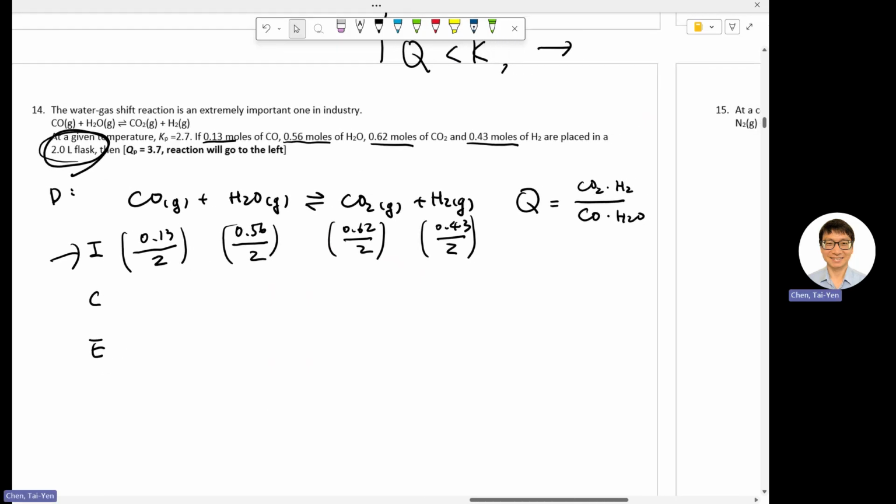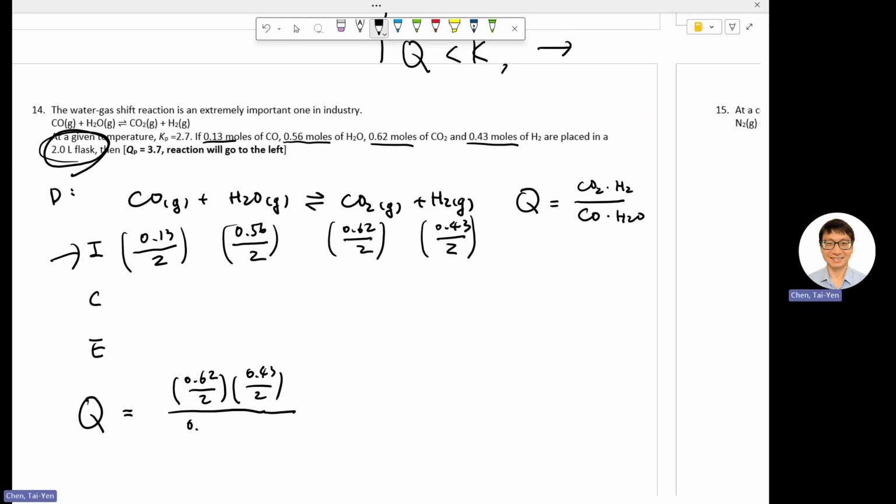Since everything is actually in the row I, if you plug all these numbers in, you can calculate your Q. So your Q will equal 0.62 over 2 times 0.43 over 2, divided by 0.13 over 2 and then 0.56 over 2. That's your Q.